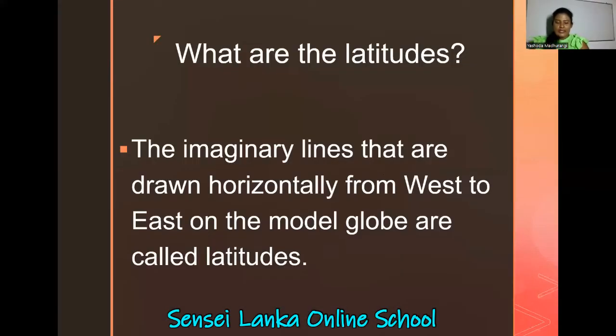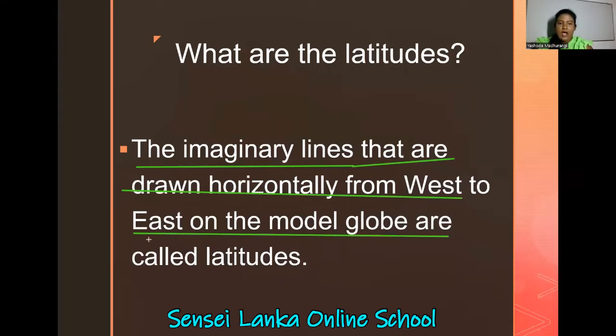So now we are going to learn more about them. Now you can look at this. This is a very short and smart definition to know the latitudes. Now all of you look at it. The imaginary lines, always you have to remember these are imaginary, not real. The imaginary lines that are drawn horizontally from west to east on the model globe are called latitudes.